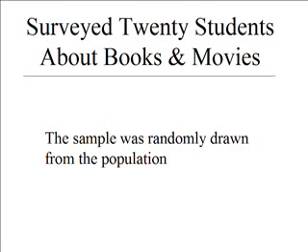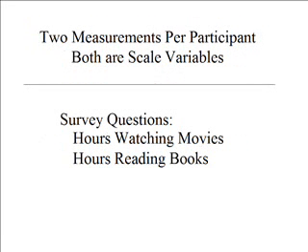Well, for this scenario, we'll say that we surveyed 20 students about books and movies, and that our sample was randomly drawn from the population. We'll also say that we made 2 measurements per participant. Both of our measurements were scale variables, because with time there's equal intervals between 1 hour and 2 hours, and 2 hours and 3 hours. On our survey, we asked each person the number of hours that they spent watching movies and the number of hours that they spent reading books. So each person gave us 2 measurements.